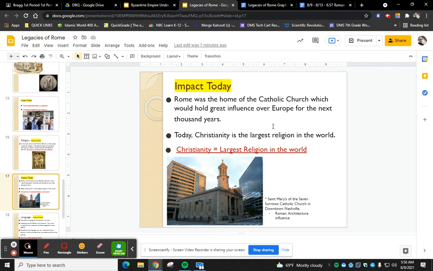Now, because Rome was the home of the Catholic Church, which would hold great influence over Europe for the next 1,000 years, Christianity has stayed the largest religion in the world. All right. So, just as the picture, we have St. Mary's of the Seven Sorrows, Catholic Church in downtown Nashville. We can see some Roman architecture influence.